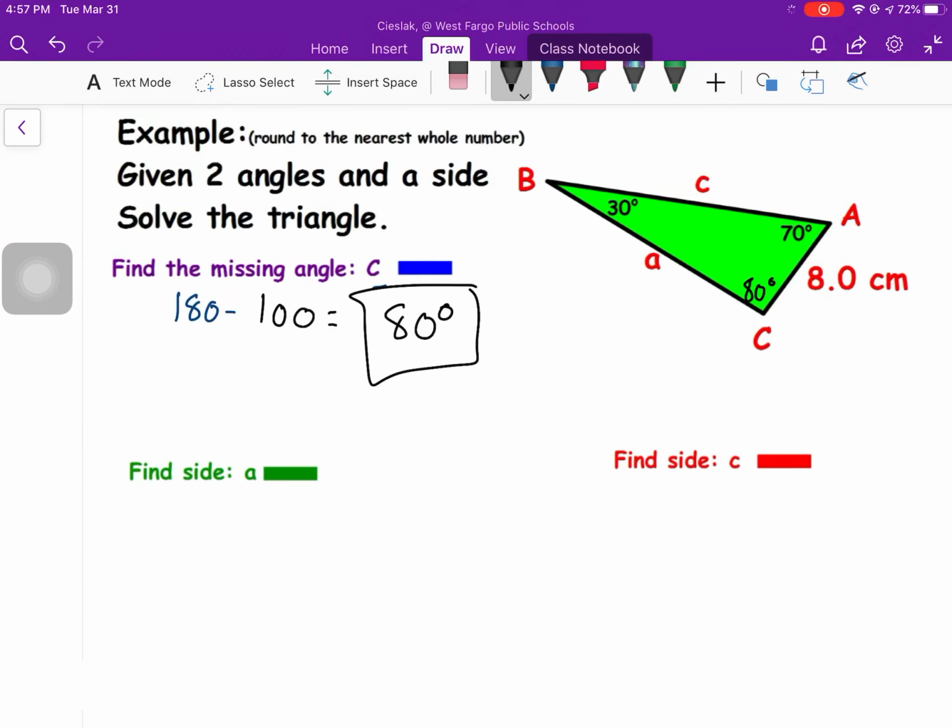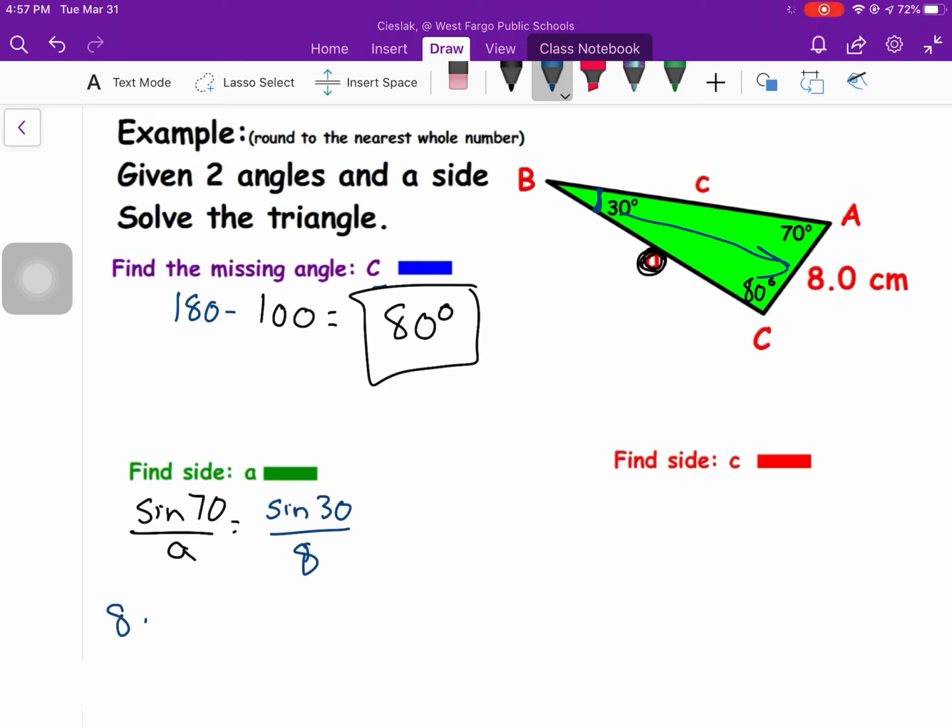The next one I want to do is find side a. So I'm looking for this one right here. What I'm going to do is say that the sine of 70, because that's the angle opposite, sine of 70 over a, is equal to, now, because I've already got one unknown, I've got to find an angle and its side length where I know both of them. Notice that I know this angle and its opposite side, so I can set it equal to the sine of 30 over 8.